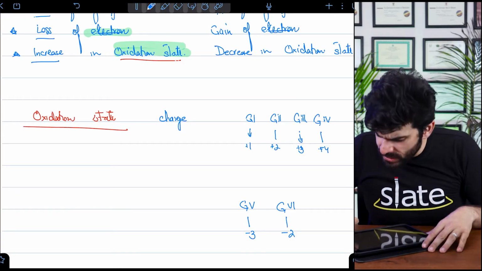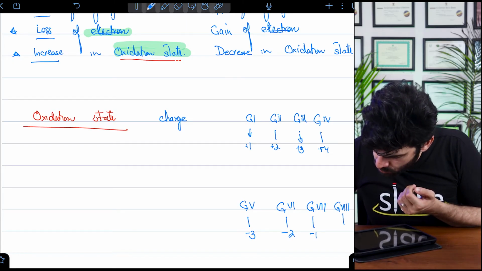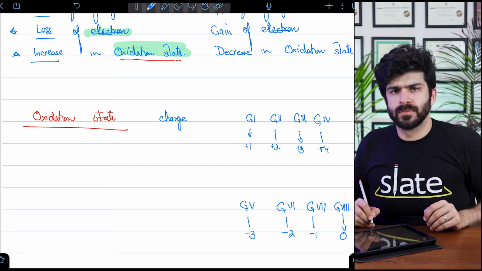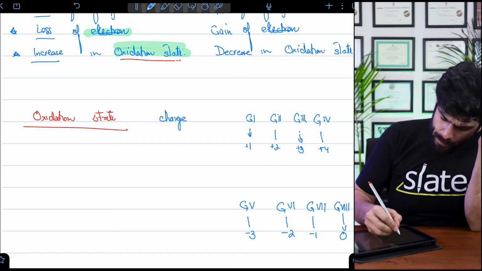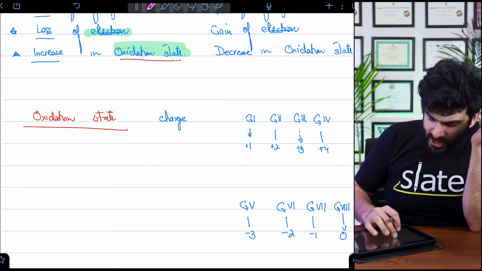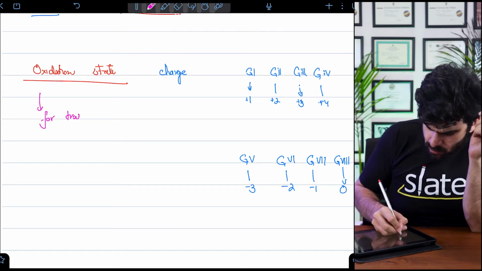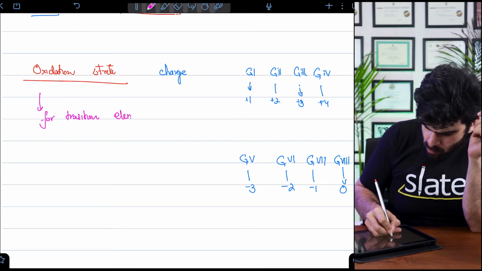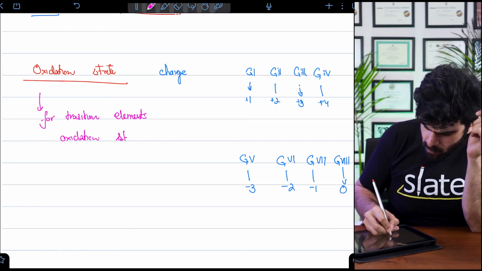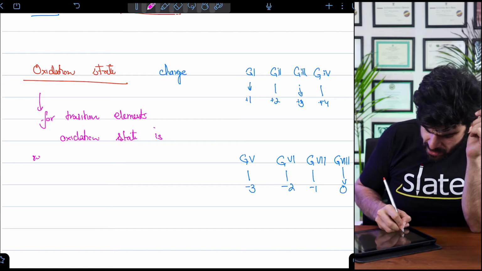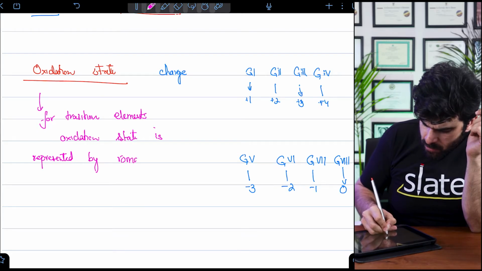We will just look into the examples. Group 7, -1, group 8, 0. These were the charges. And when we talk about transition elements, they can be anything. For transition elements, oxidation state is represented by Roman numeral.